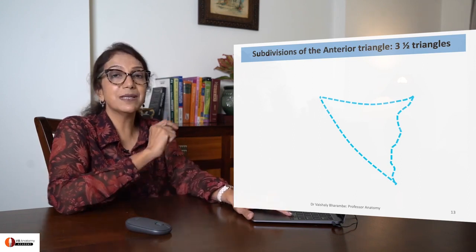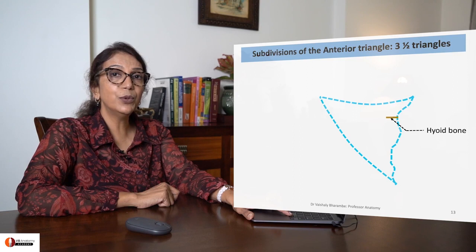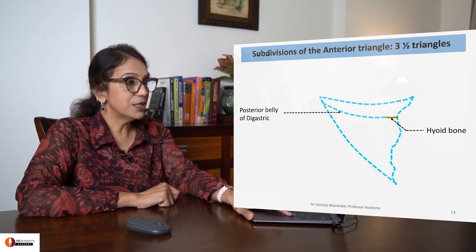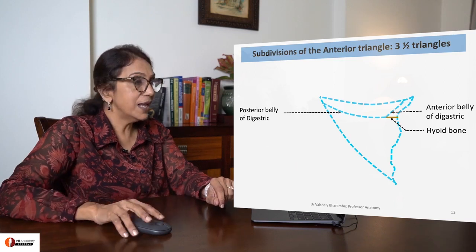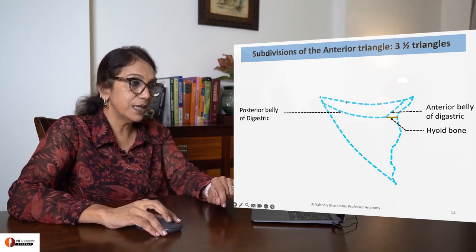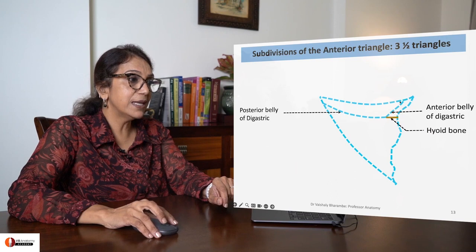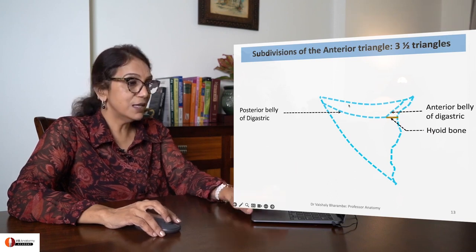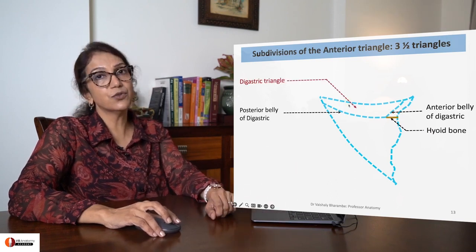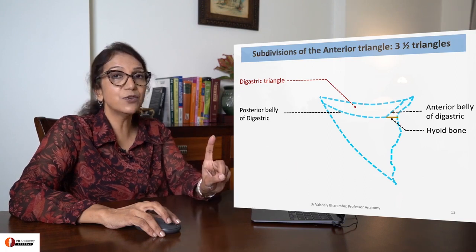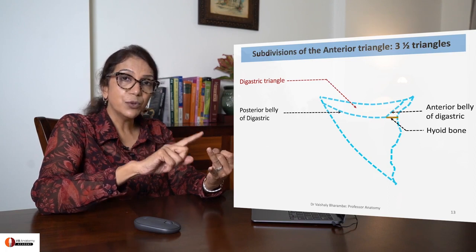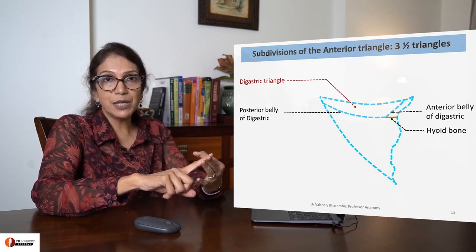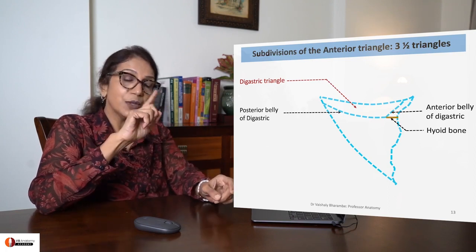Now draw these muscles there. This is the hyoid bone. This is the posterior belly of digastric and the anterior belly of digastric. The area now delineated over here by posterior belly, anterior belly and the base is called as the digastric triangle. What are the boundaries of digastric triangle? The base of anterior triangle, posterior belly of digastric, anterior belly of digastric. Have you got it? Okay.